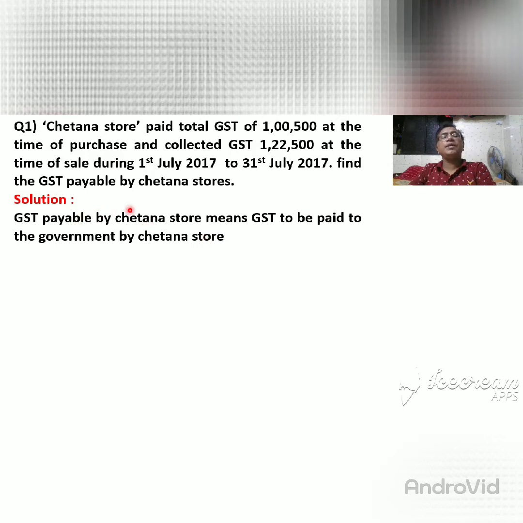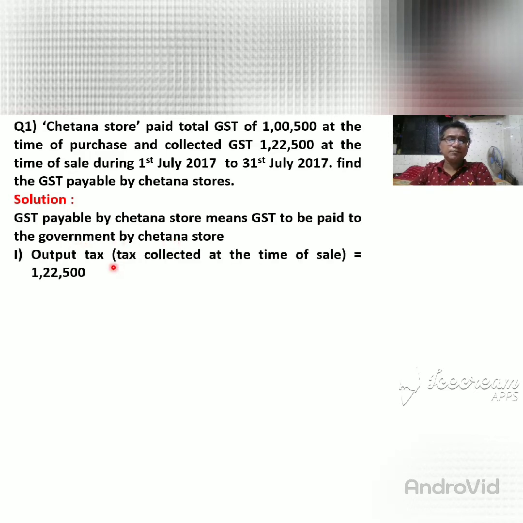GST payable by Chetna Store means GST to be paid to the government by Chetna Store. Output tax: what is output tax? Output tax means tax collected at the time of sale. Suppose you purchase something and then you sell that thing. At the time of sale, the amount you collect is called output tax.